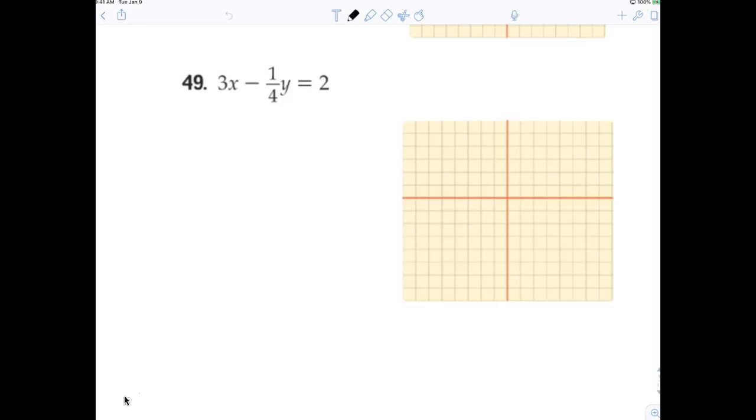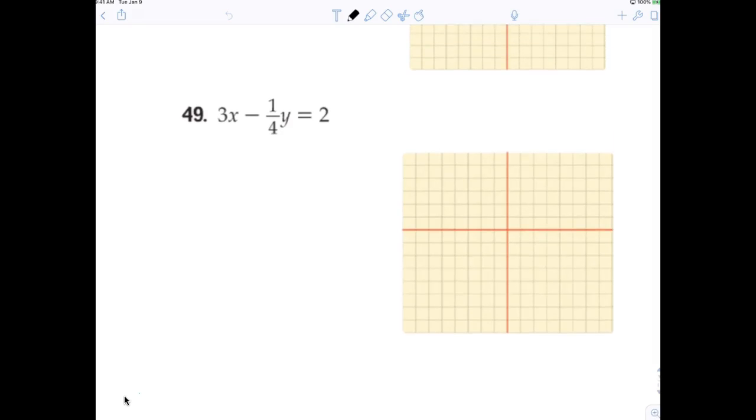So here we go. The first thing I want you to do is move the 3x over. If the 3x is moved over, it becomes what? Negative. Good job. So now it's negative 1/4 y equals negative 3x plus 2. Is that good for you so far?